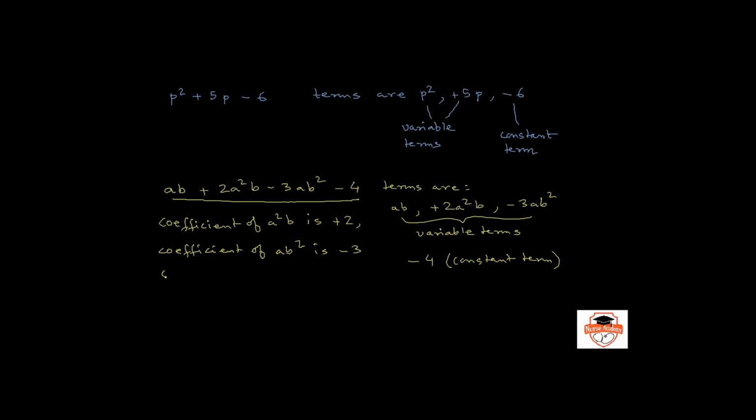Similarly, the coefficient of ab is, if you don't see any number, it means you can always use a 1 there, because 1 times anything is that same thing. 1 times ab is the same as ab. Therefore, we would say the coefficient of ab is 1 or positive 1, even though we don't see a 1 there. Expressions can be simplified by combining like terms.